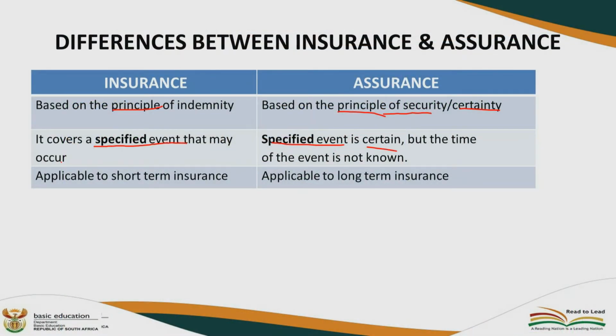Why certain? You are going to reach a certain age. You are going to die one day. Therefore, it is certain. But the time of the event is not known. Nobody knows when one is going to die. But if I've taken out life insurance, when I die, it will pay out. Hence the sentence, the time of the event is not known.